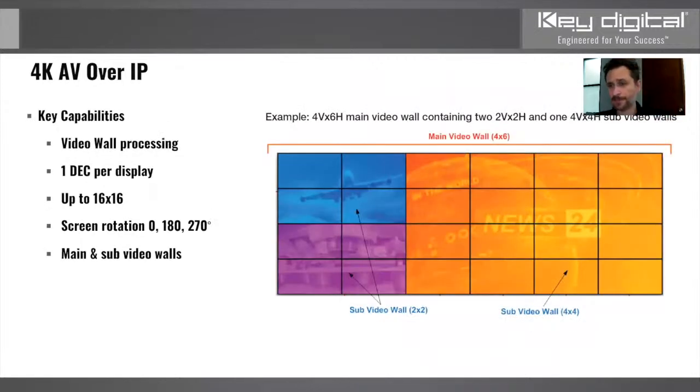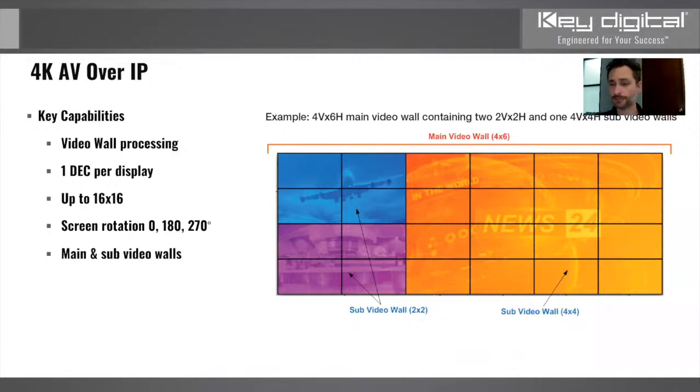So the first key capability of the IP822 922 mix and match system is video wall processing. Very, very popular, and video walls are just becoming increasingly common now. And how it works is we could support video walls up to 16 by 16. You just need one decoder per display. Every display gets a decoder because there's built-in video processing inside of each decoder. We could do up to 16 wide by 16 high. And we could do screen rotation as well.